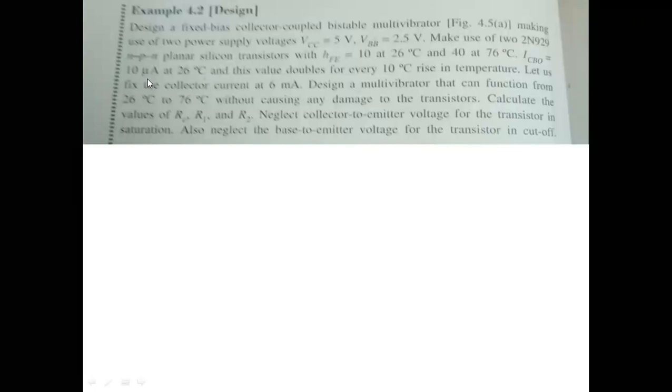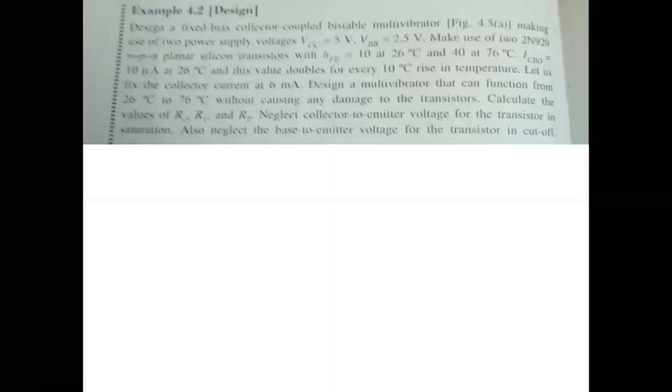But in the question itself, if they mention the ICBO and how it varies with respect to temperature, then we are going to consider it. That is the difference between the two sums. In an examination, if they have mentioned the ICBO, then you have to solve it like the second model sum. If they have not mentioned the ICBO, then you have to solve it as in the third problem. I am explaining only one problem for every model.